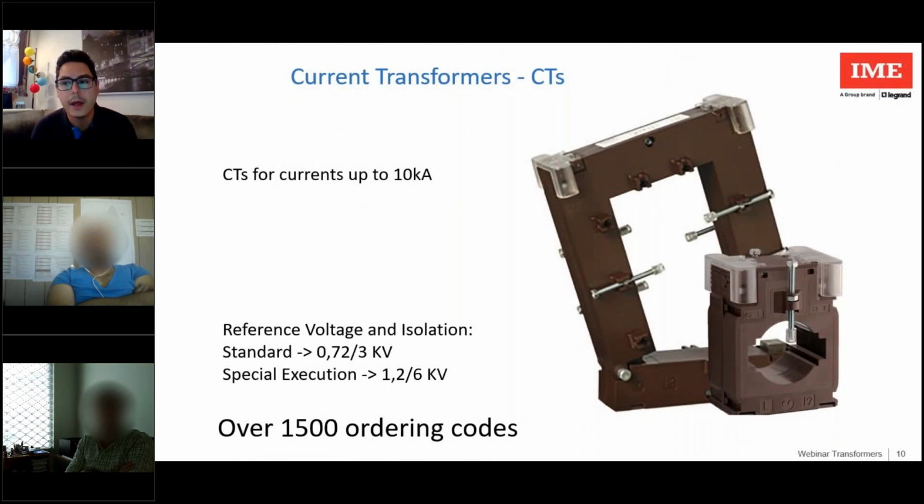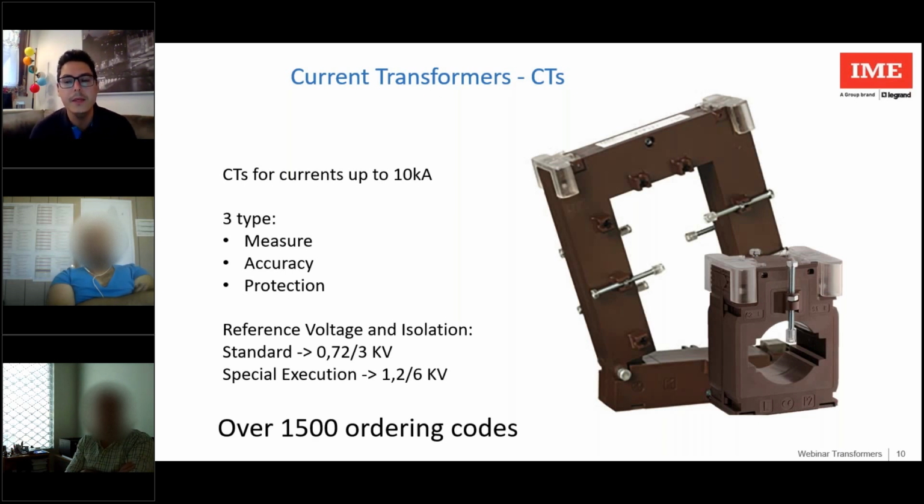Our current transformers are used to measure current up to 10 kiloamps. As we will see, there are three types of transformer: measurement, accuracy, and protection. And for all, we have a reference and isolation voltage of 0.723 kilovolts, and for a special execution, we also reach 1.26 kilovolts.